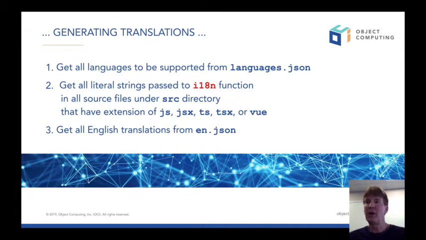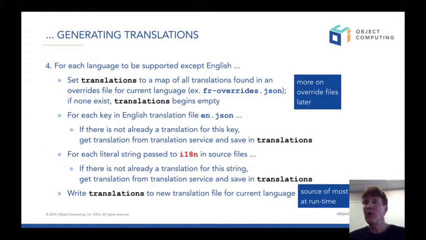Step 1 is to get all the languages to be supported from the languages.json file. Step 2 is to find all the literal strings that are passed to the I18N function in all the source files under the source directory. Only files with the extensions JS, JSX, TS, TSX, and Vue are searched. Step 3 is to get all the English translations from the en.json file. Step 4 is the most involved. For each language to be supported, it does 4 things.